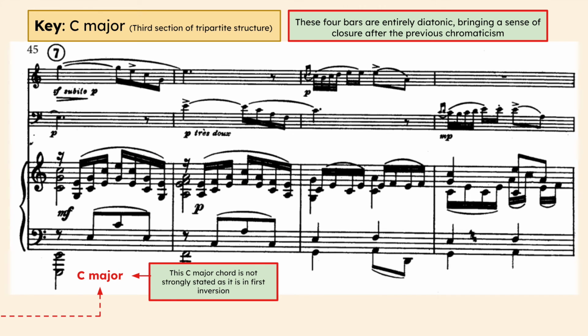Bar 45 puts us firmly in C major, which means we've reached the third section of the tripartite tonal transition structural interpretation mentioned at the start. And for the first time in a while, there are no accidentals in this system at all. These 4 bars are entirely diatonic. This brings some closure to all of that chromatic movement in the previous 2 systems, though C major still isn't strongly stated here as it's in first inversion with the E in the bass.